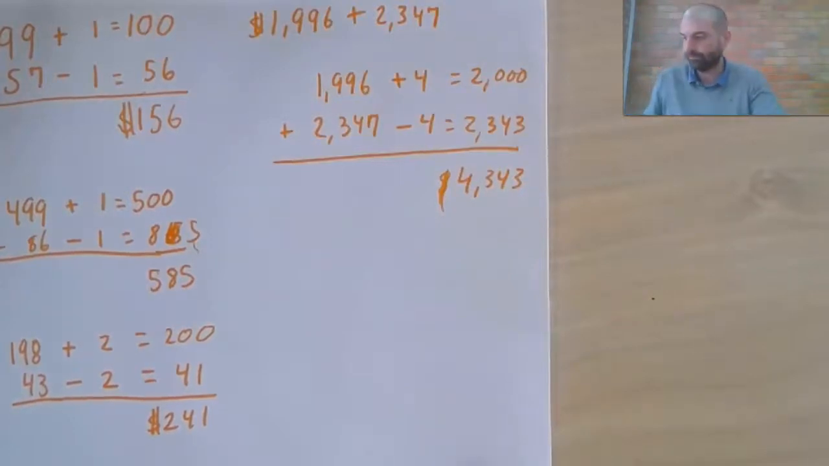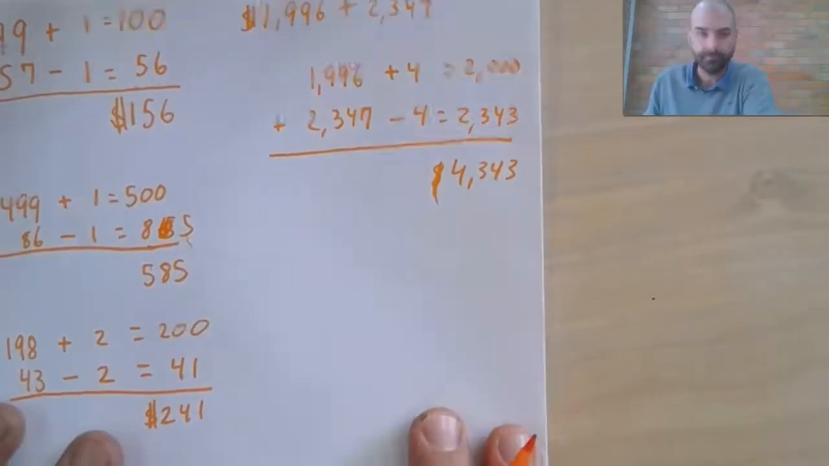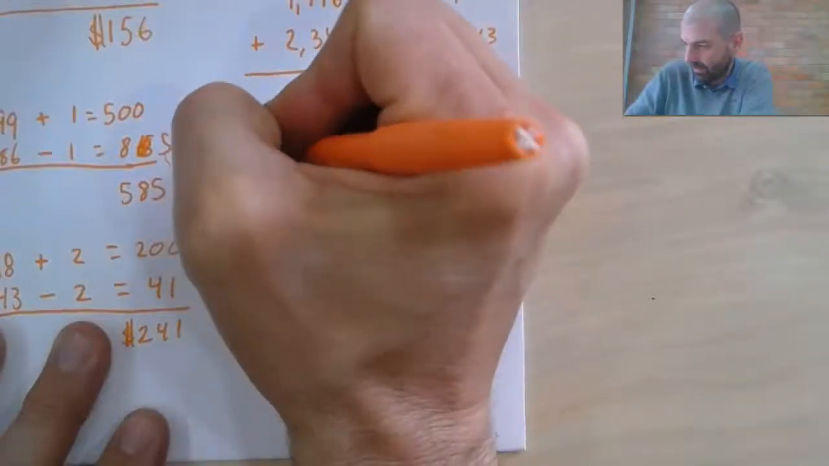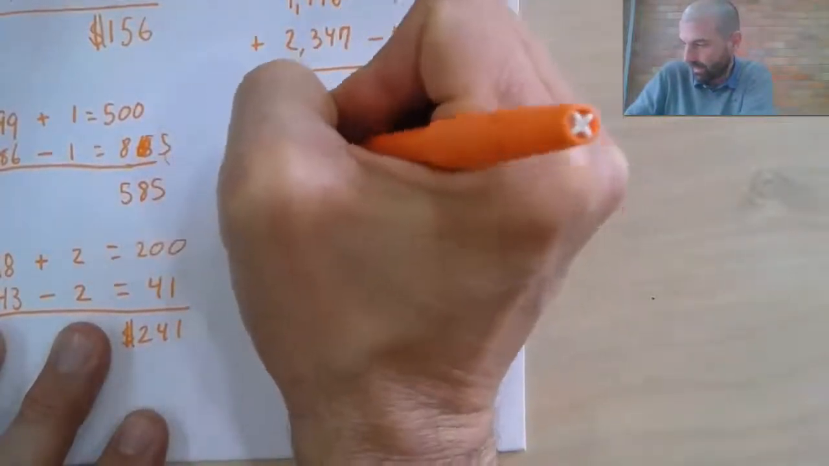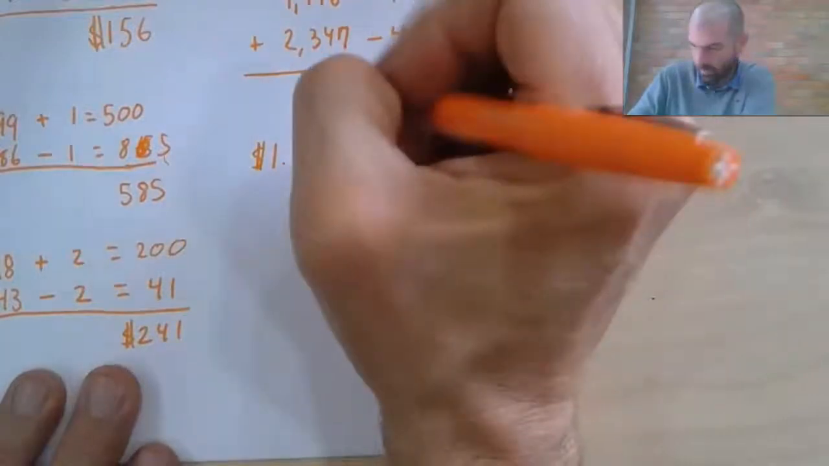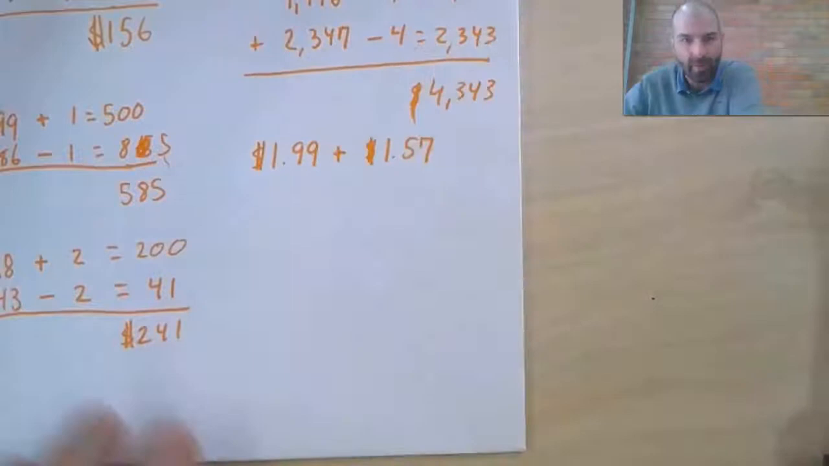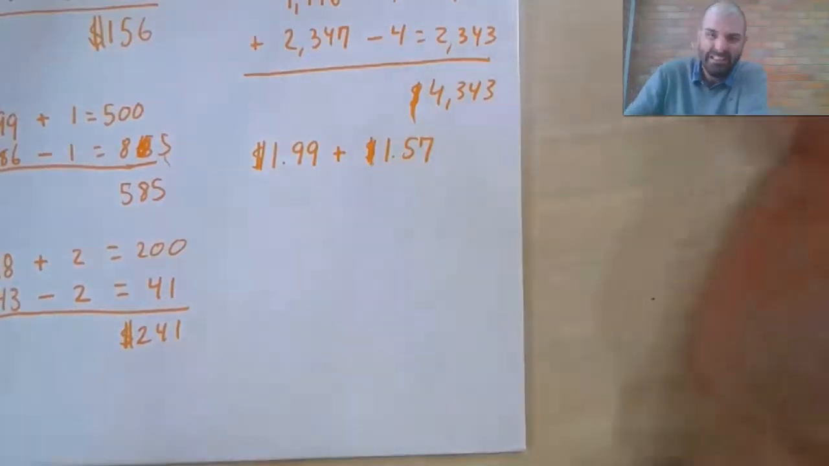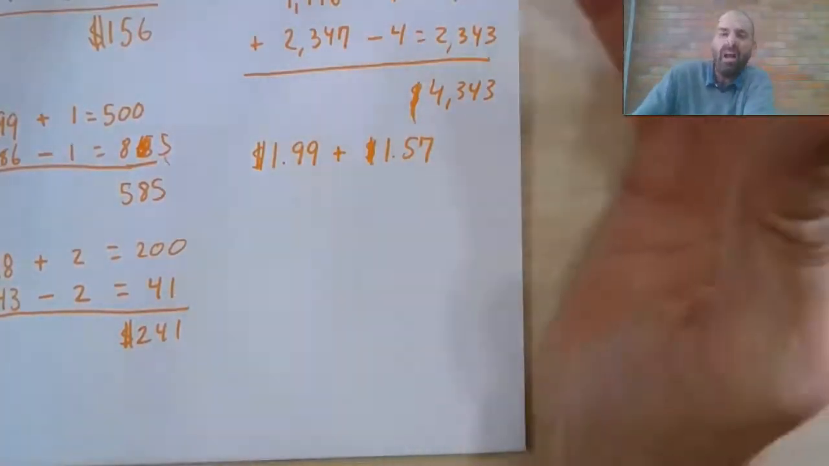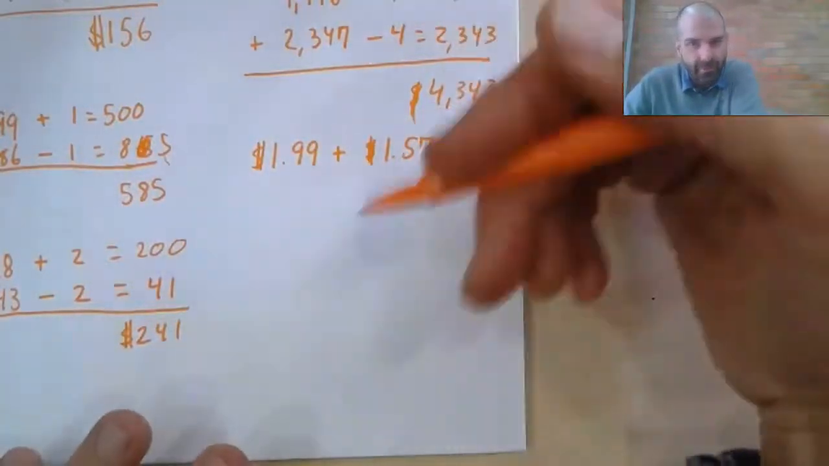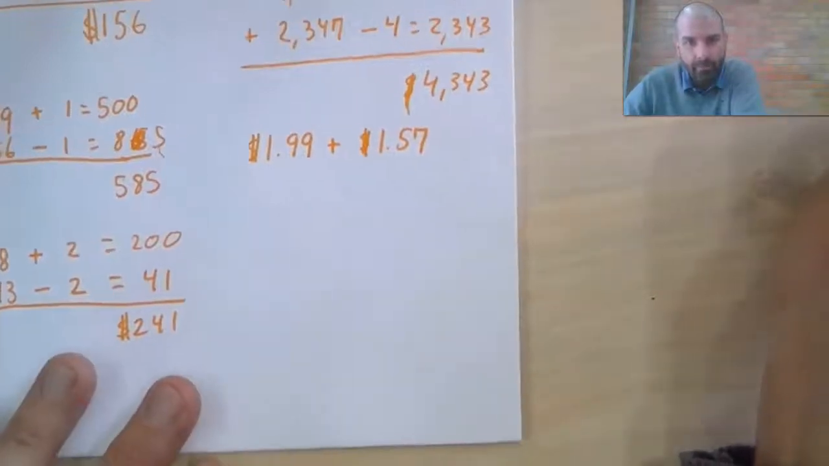Okay, here we go. Now I'm going to change things a little bit. See if you notice. But still try and use the strategy. All right, next up. $1.99 plus $1.57. Panic. Is it panic time? Decimals! No! It's okay. It's all right. Just try it out. 3, 2, 1, pause.